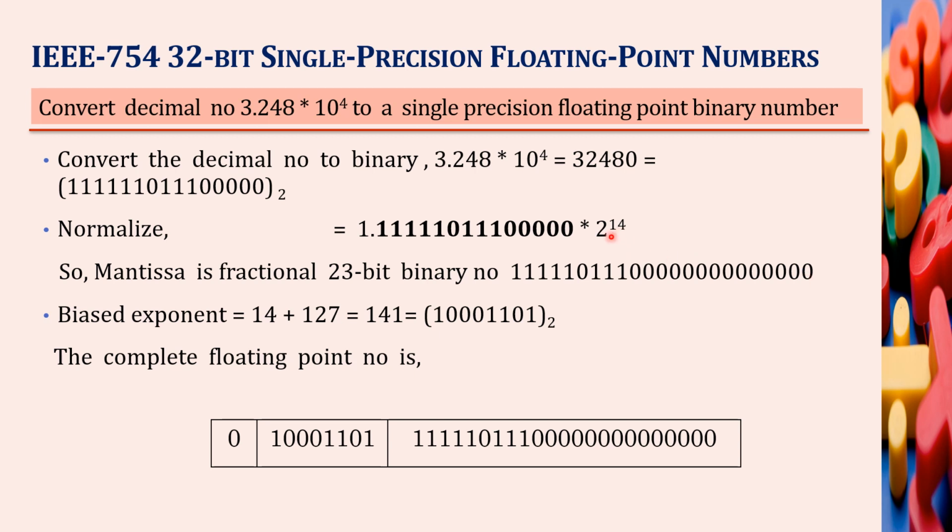The actual exponent is 14. Add 127 to it and we get 141. Take its binary equivalent. Since it is a positive number, the sign bit is 0. So the 32-bit representation is the sign bit, followed by the exponent part, then the 23-bit mantissa part.